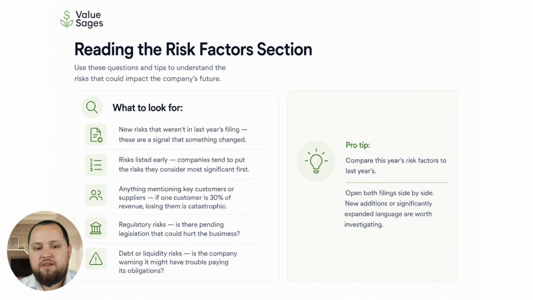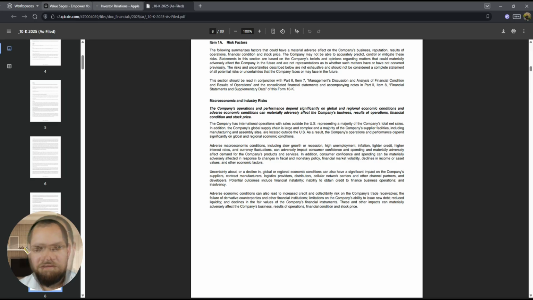Regulatory risks. Is there pending legislation that could hurt the business? Debt or liquidity risks. Is the company warning it might have trouble paying its obligations? A pro tip is to compare this year's risk factors to last year's. Open both filings side by side. New additions or significantly expanded language are worth investigating.